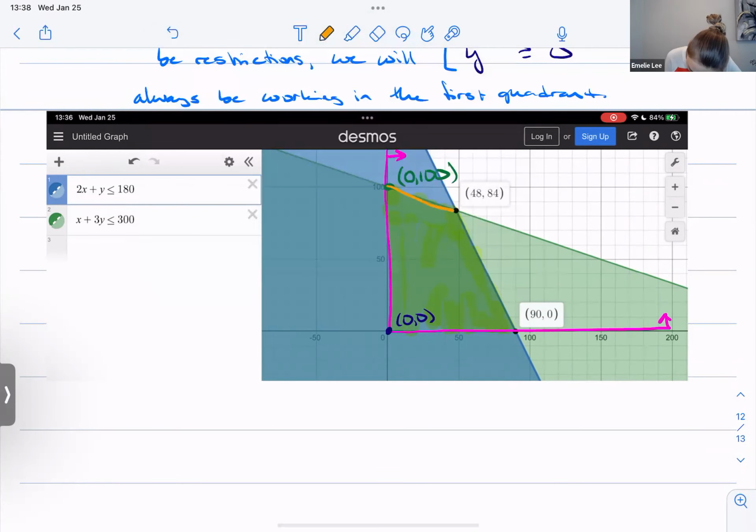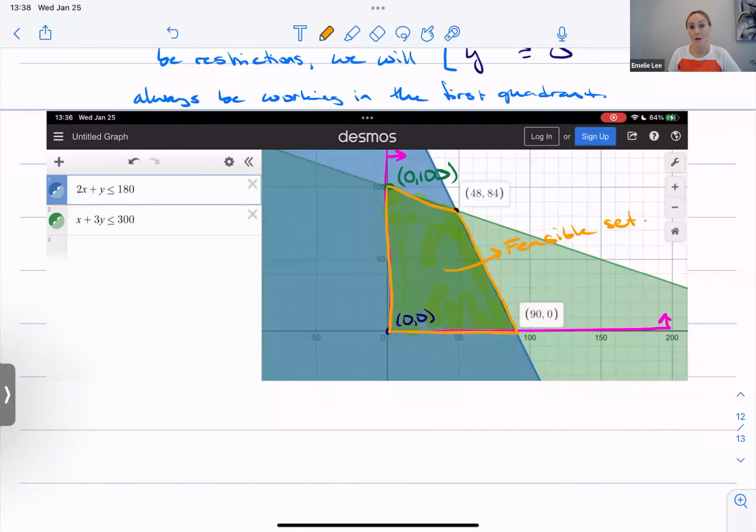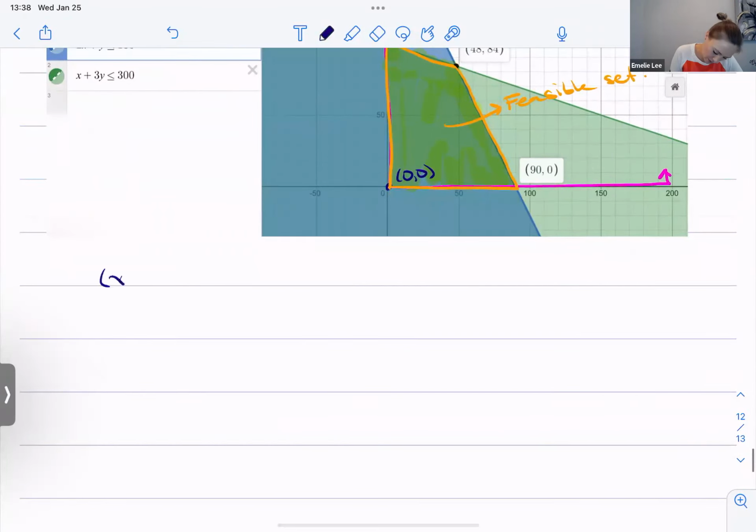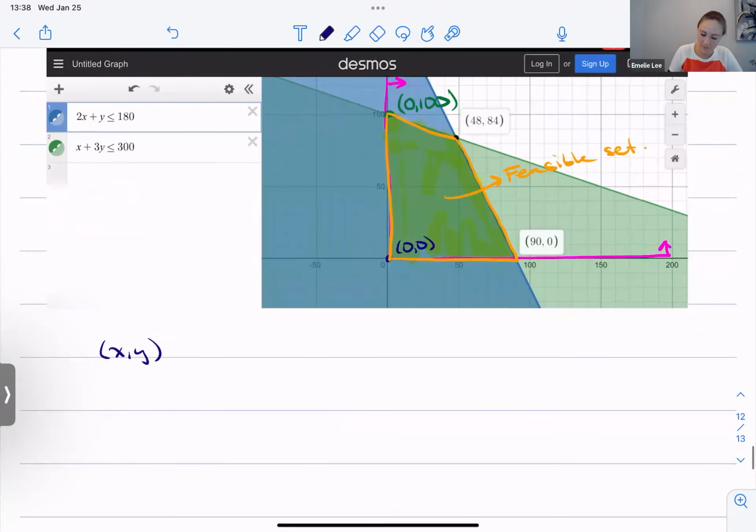So here, our feasible set looks like this. This is our feasible set. And we have all the corners of it. So now what I'm going to do is make a table, right? And just to highlight here, I just entered the restrictions as they were given. So now I'm going to make a table of my x, y coordinates. And again, just to be working methodically, I'm going to start at 0, 0 and work my way around.